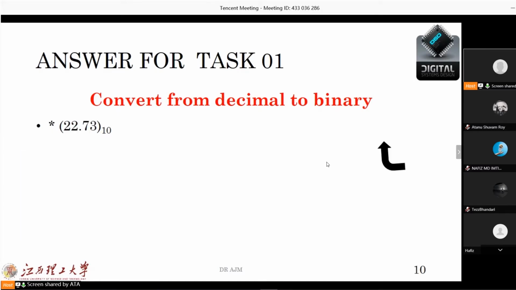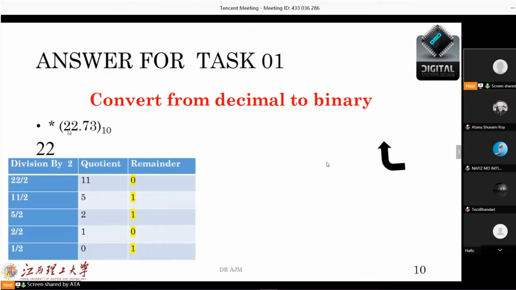If my number is in float form, what should I do? It's also the same. For the integer one, we have one process. For the float part, we have another process. The nice thing is that for the integer part we have the division process, and for the float part we have the multiplication process. See, my integer part is 22.